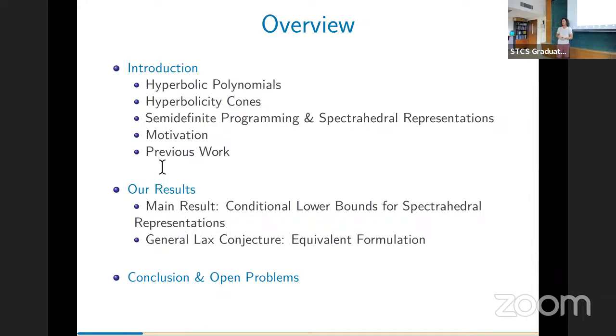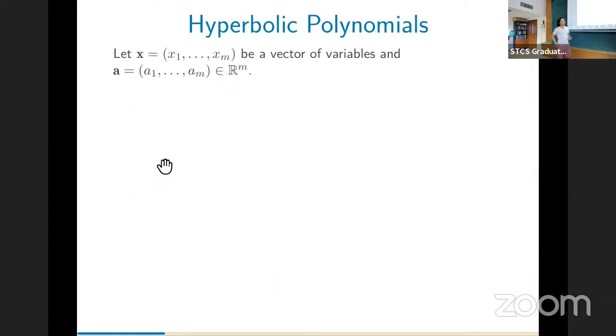You can just think of it as the most basic SDP representation, okay? All right, so let's get started. And if you have questions, just stop me at any time. So, all right, let's just define hyperbolic polynomials.